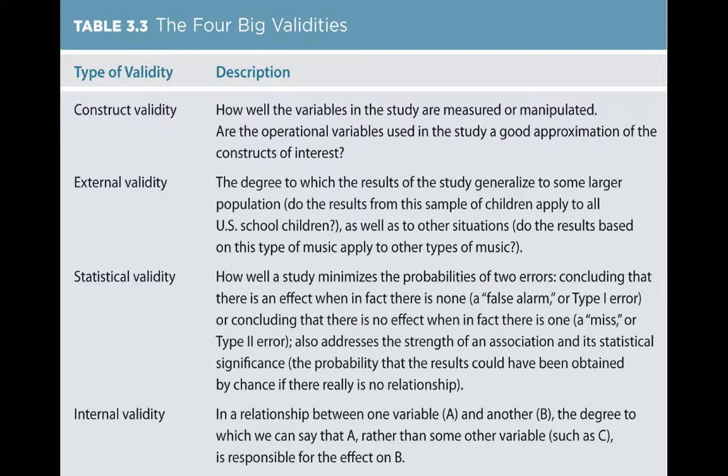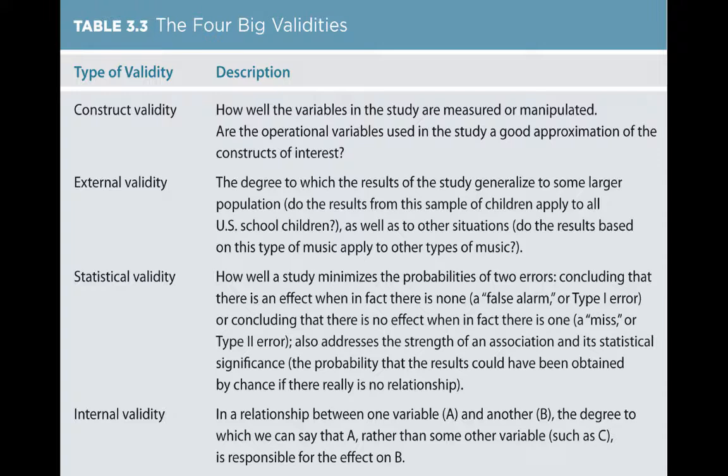So here are the four validities: construct, external, statistical, and internal. These are the kinds of things that if you are designing research or carrying it out, you have to be thinking about. They're problems, and oftentimes they're very difficult to solve. If you are a consumer of research, these are the kinds of things that you want to think about when you're evaluating the quality of research.